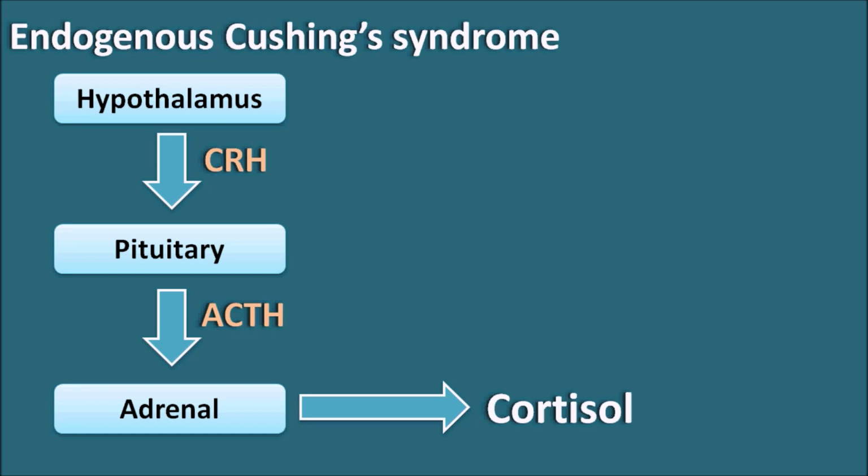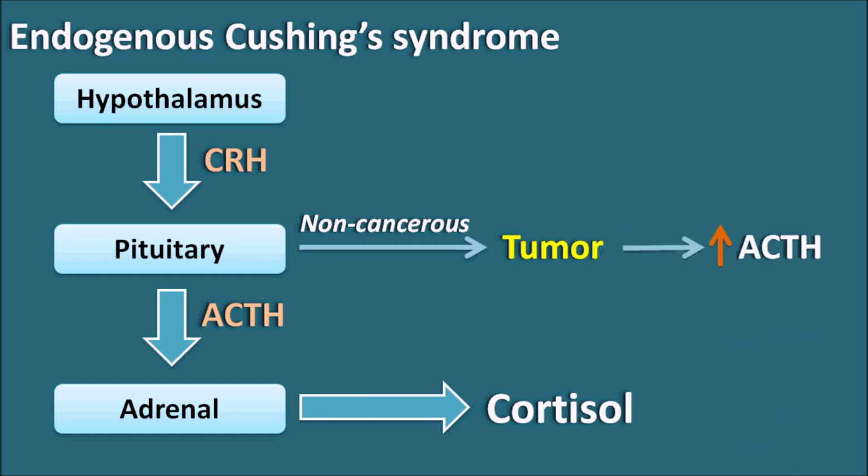But in endogenous Cushing syndrome, if any tumor is there within the pituitary gland, which most of the time may be non-cancerous, this tumor can increase the production of ACTH. Once the ACTH levels are increased, this ACTH acts on the adrenal gland, thereby increasing the release of cortisol. And sometimes tumors may also occur on the adrenal gland, which directly increase cortisol production. In this way, cortisol levels are excessively increased within the body, either due to increased production of ACTH, or otherwise increased production of cortisol directly from the adrenal gland.